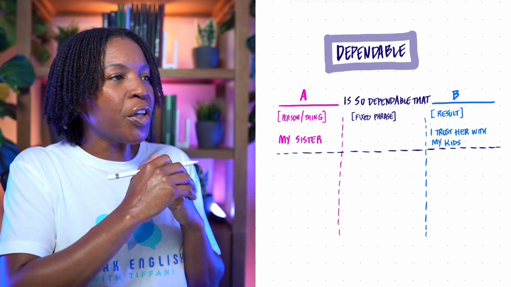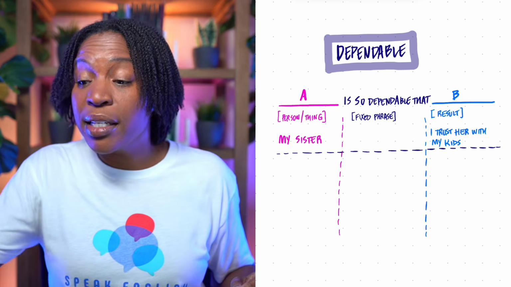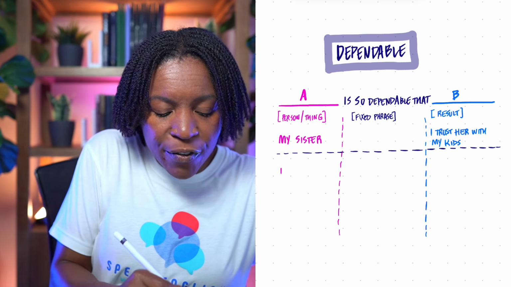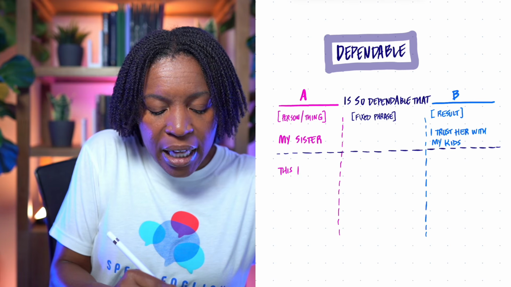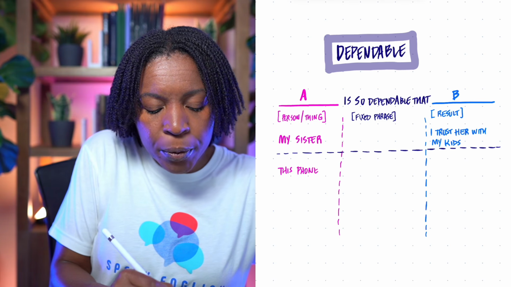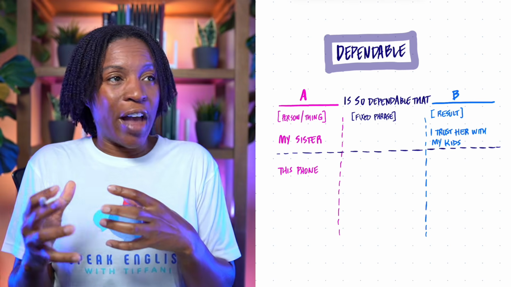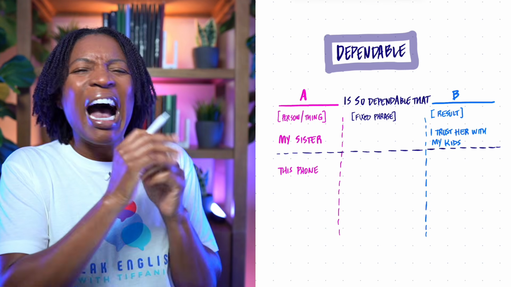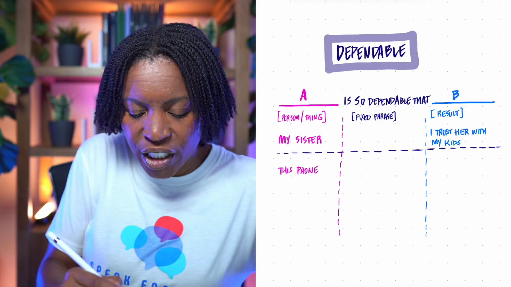Again, a person or thing. Let's choose this phone. So let's write this down. For the second example, this phone is so dependable that. So what's the result? For this one, we're going to say, I never miss important calls.